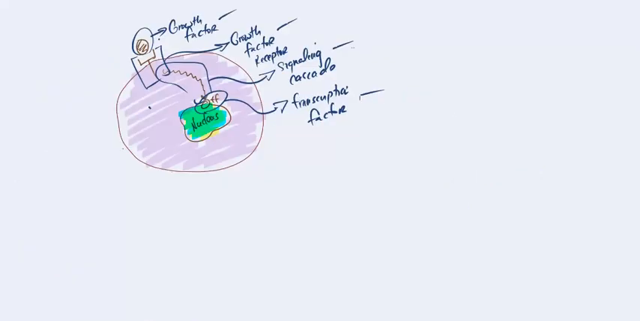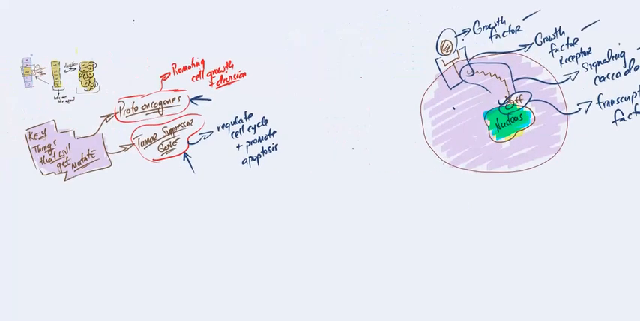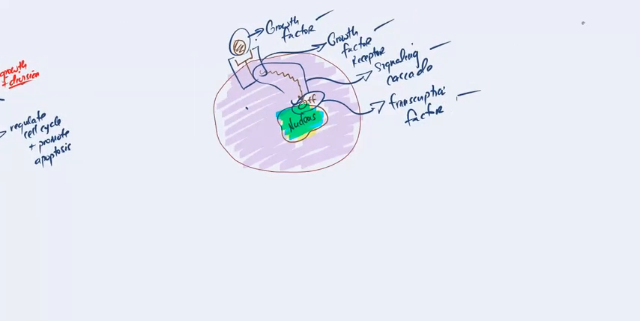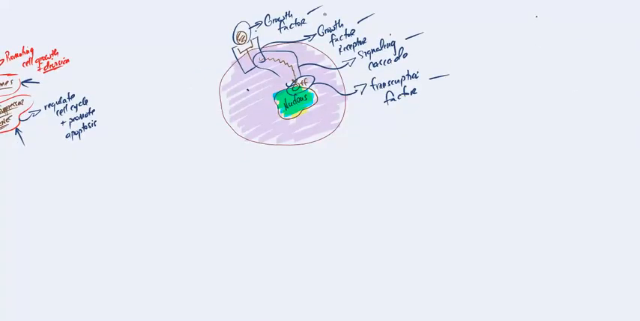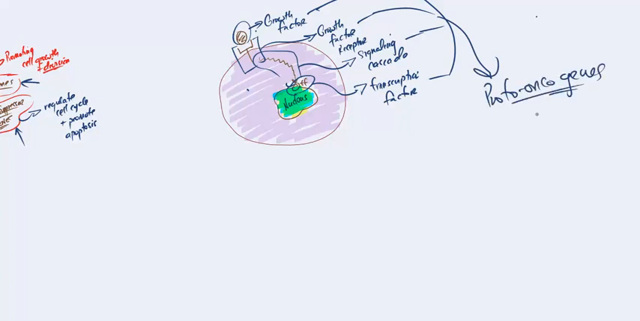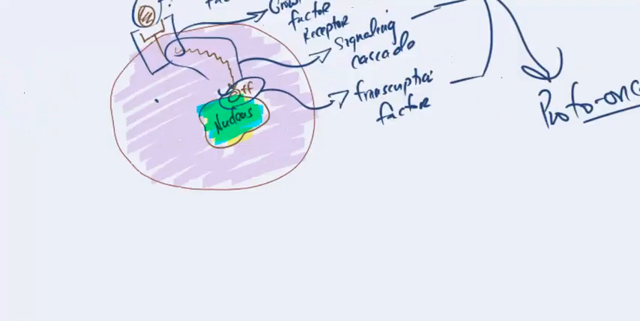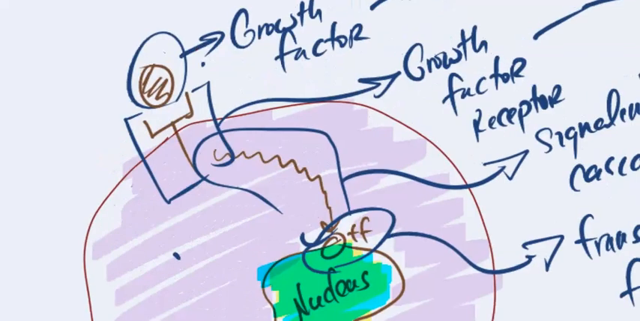But you can see all of these guys as proto-oncogenes, or they are products of proto-oncogenes, right? Because they're proteins. They're products of proto-oncogenes. Okay, so let's just think about this now.